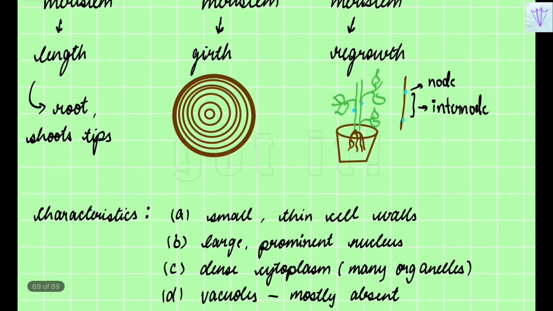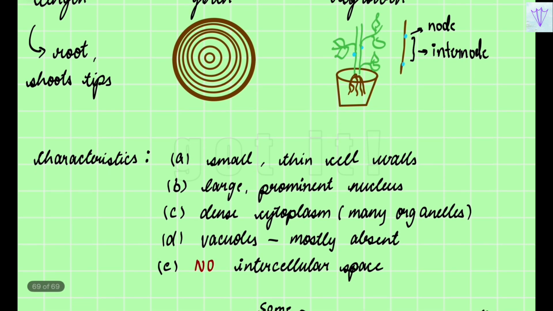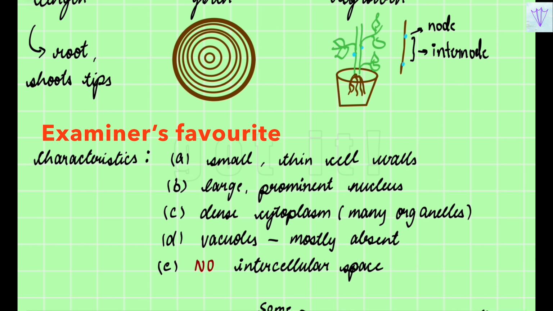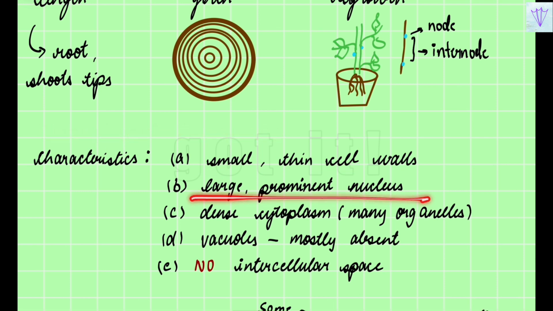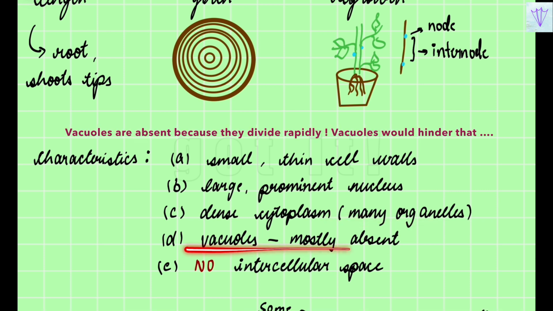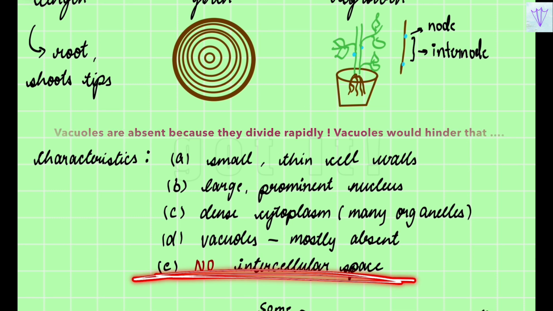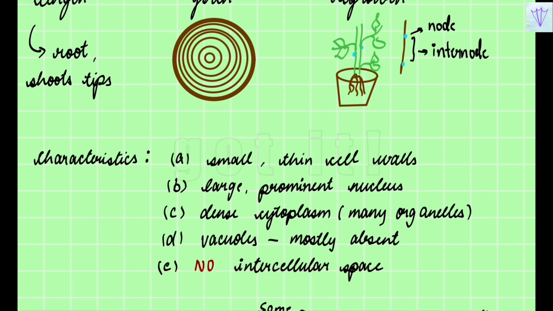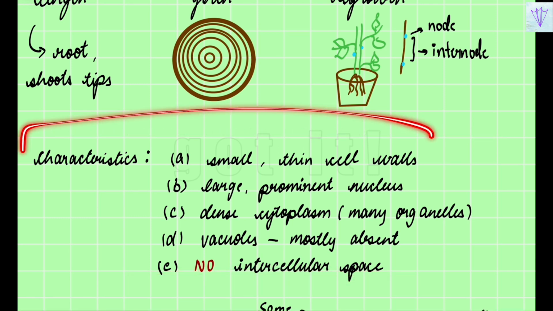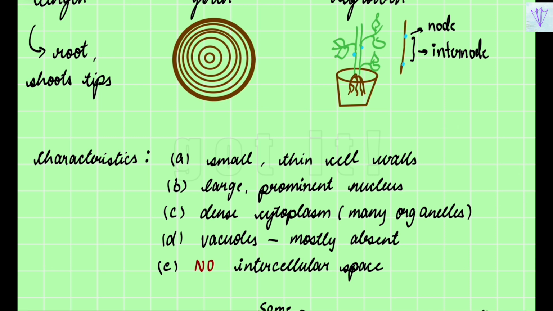The characteristics of the meristematic cells are: they are small with thin cell walls, and they have a large and prominent nucleus. They have a dense cytoplasm with many organelles, vacuoles are almost absent, and there is no intercellular space between these cells. So these are all the characteristics of meristematic cells.